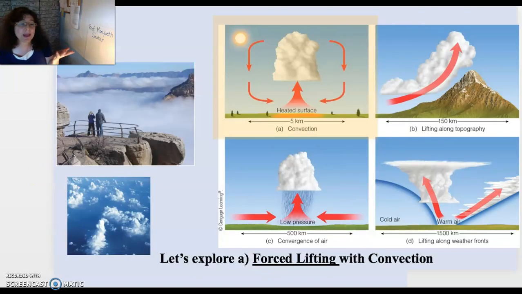Let's look at the first one that you know really well. The first one that you know really well is convection. That conduction happens right at the surface, and then warm air rises, right? And you know that is convection. So warm air rises and expands and cools and may condense. One of our first forms of forced lifting is convection. You go from conduction to moving in an updraft and lifting via convection.